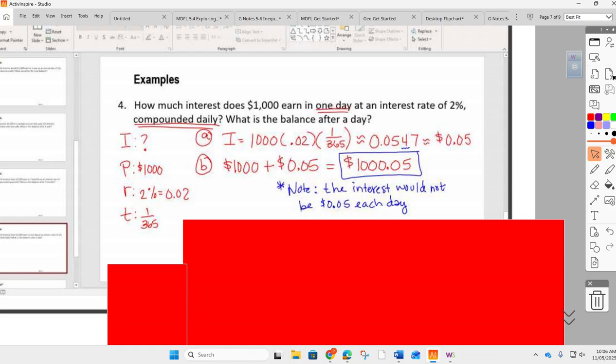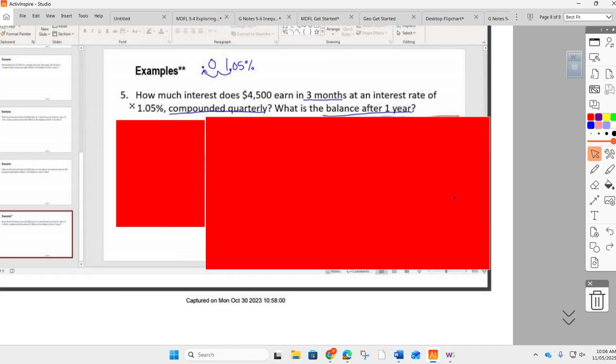Okay. How much interest does $4,500 earn in 3 months at an interest rate of 1.05% compounded quarterly? So the first thing we're going to do is identify how much interest is earned in the first compounding period, because that's quarterly, 3 months. Okay? What is the balance after 1 year? So we're going to have to compute the balance 4 times to get that.